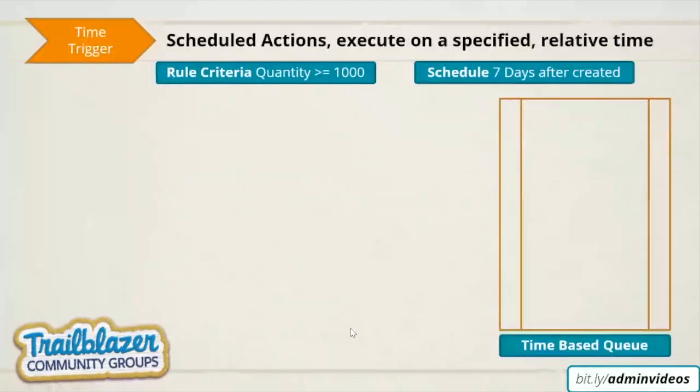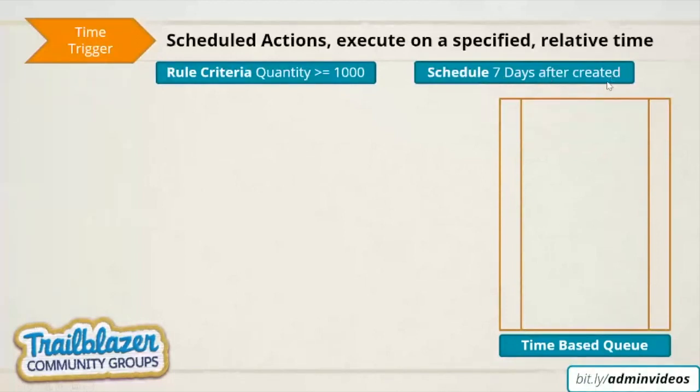Now coming to the triggered actions or the scheduled actions. Generally, there would be sometimes a question around this. It would be a scenario-based question, so I would try to explain how the scheduled action and the time-based queue works for the workflows and automation, which will help you answer any question if it comes. So now for this scenario, what I'm taking, again, the quantity greater than or equal to 1,000, that's the rule criteria, and the time trigger or the schedule is 7 days after created.